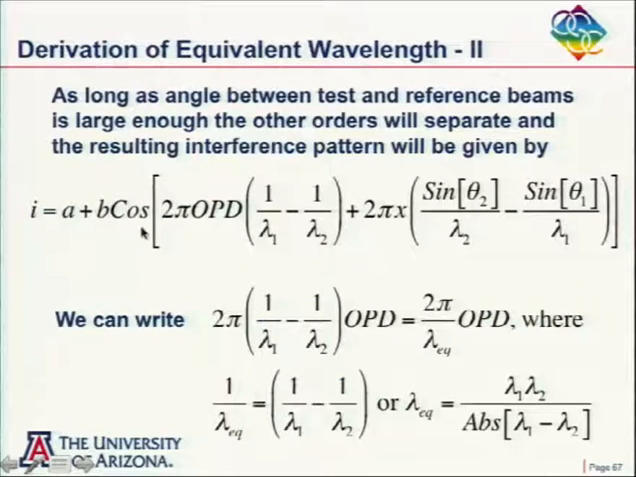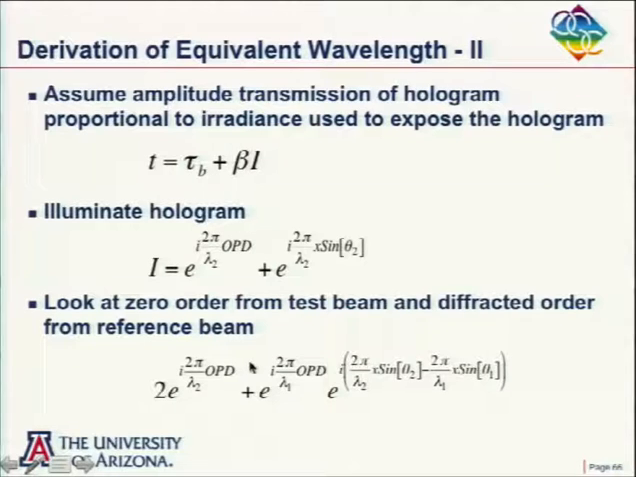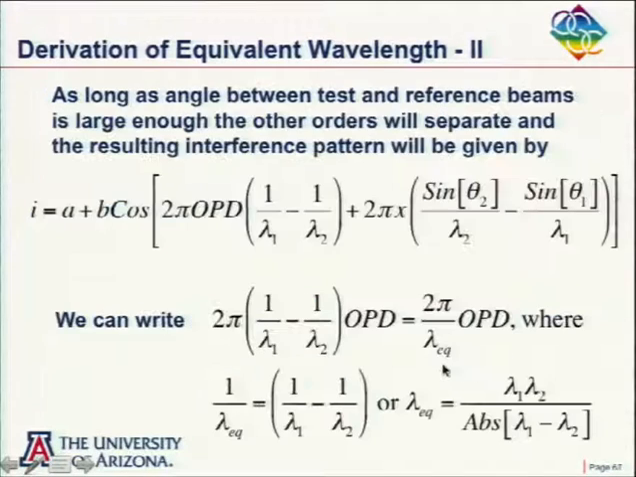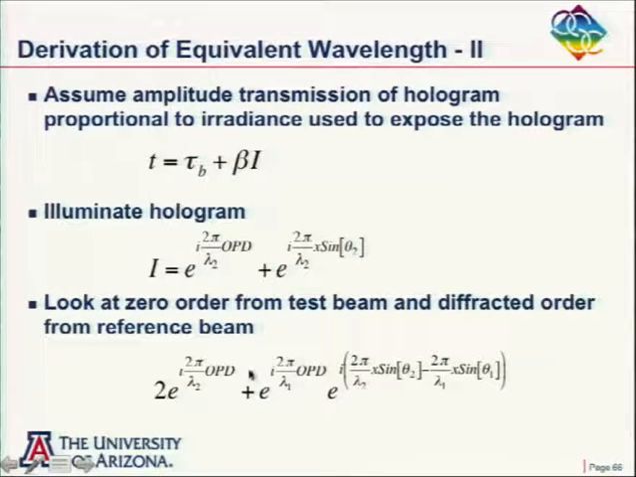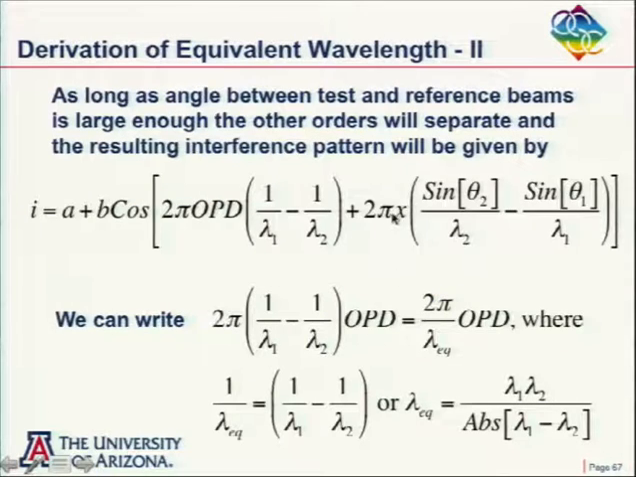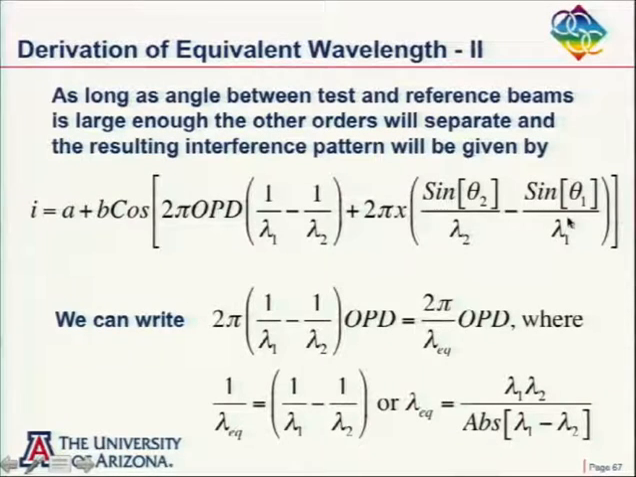And so I want to find the irradiance produced by that. And so that's just A plus B cosine times the phase difference. So it's a phase difference between here and here. And so that becomes 2 pi OPD, 1 over lambda 1 minus 1 over lambda 2. So that's coming from the phase difference here, the OPD term. And then I have 2 pi x sine theta 2 over lambda 2 minus sine theta 1 over lambda 1.